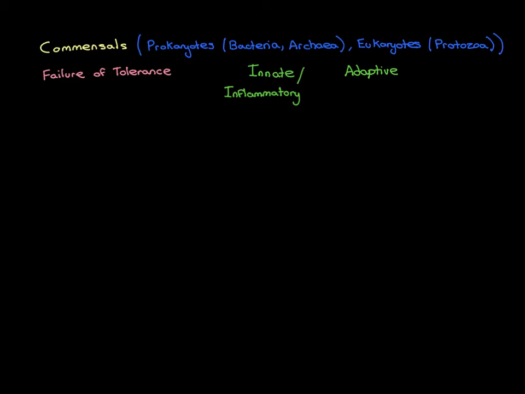So, normally what happens when you get infected by a pathogen is this one happens first. The inflammatory response occurs first, it's very quick, and then the adaptive immune response occurs after. So normally it goes in this order. You start with an innate immune response and then you get the adaptive immune response.